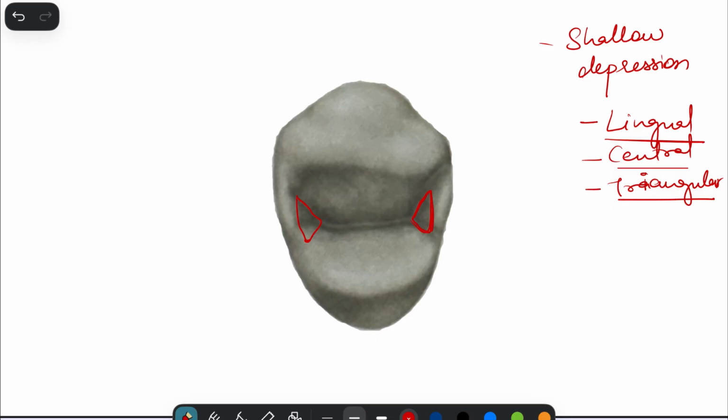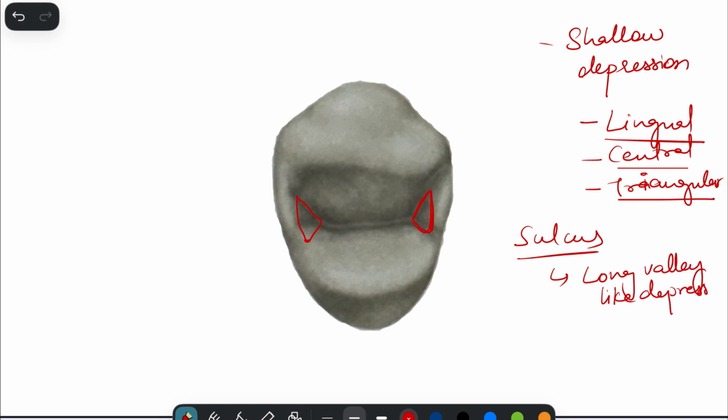Okay, then we can move on to the sulcus now. A sulcus is a long valley-like depression. Now, this valley that you are able to see here, long valley-like depression, is the sulcus. At the bottom of the sulcus, there is usually a groove.